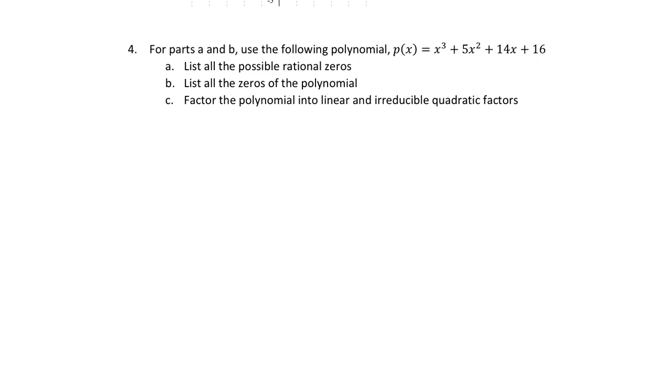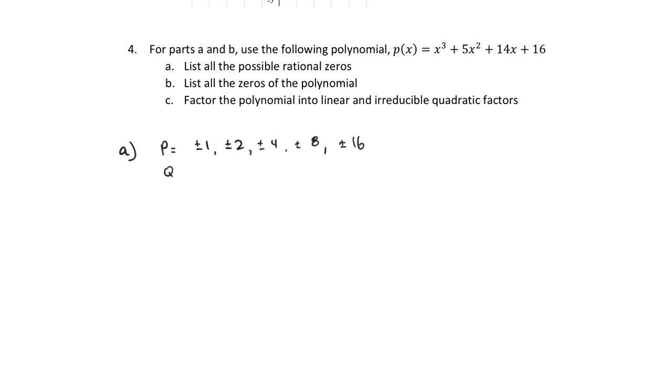Question 4, finding the zeros of a polynomial. This is from Unit 2 now, Chapter 2. So for part A, this is the P divided by Q, the rational zeros theorem. So the factors of P are the factors of the constant at the end of the polynomial, 16. So the factors of 16 are plus or minus 1, 2, 4, 8, and 16.